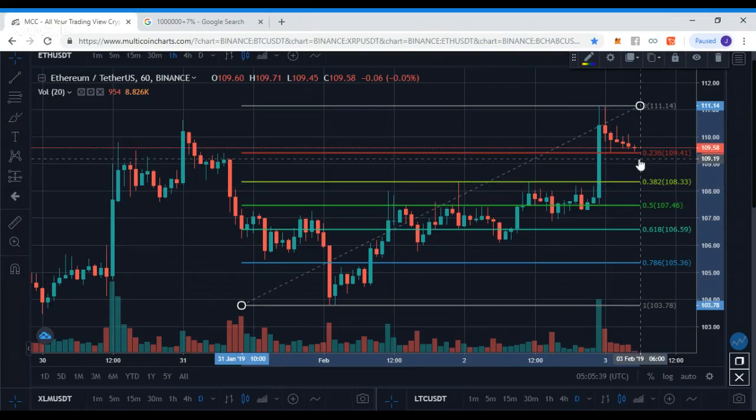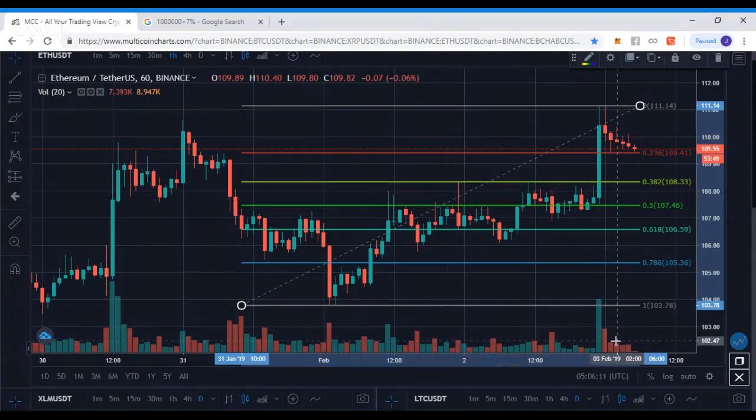So now you would be looking for a pullback from $109.41 to a low of $107.46. Between that, you have a medium of the 38% retracement level of $108.33. So instead of looking at between 106.59 and 108.33, you would be looking at between 107.46 and 109.41. Like I said, currently trading at 109.55.